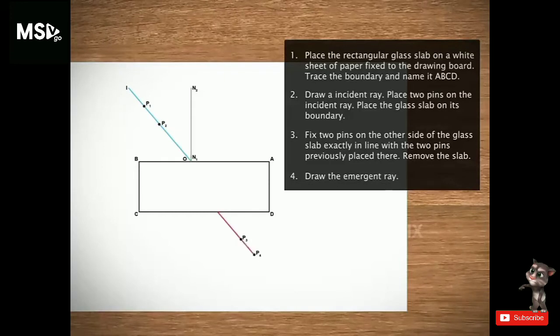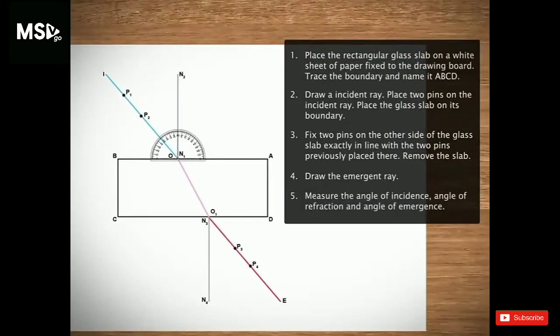Join P3 P4 to represent the emergent ray O1E. Draw a normal N3 N4 at the point of emergence. Join OO1. OO1 is the refracted ray. Use the protractor to measure the angle of incidence I, angle of refraction R, and the angle of emergence E.